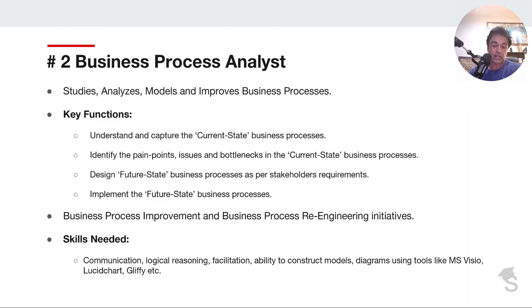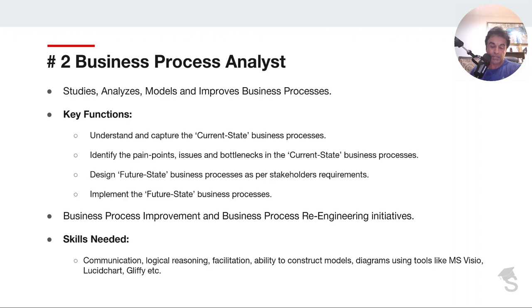Now, the key functions of a business process analyst role are pretty straightforward. First, understand and capture the current state business processes. Number 2, identify the pain points, issues, and bottlenecks in the current state business processes. Number three, you need to design, meaning capture the future state, also known as target state or to-be state processes, as per the stakeholder requirements. And finally, you need to implement the future state processes, whether you are going to use IT or you are simply going to implement it without using any IT component.